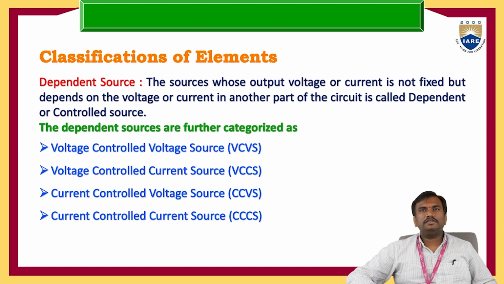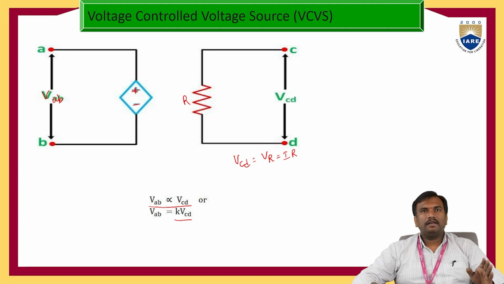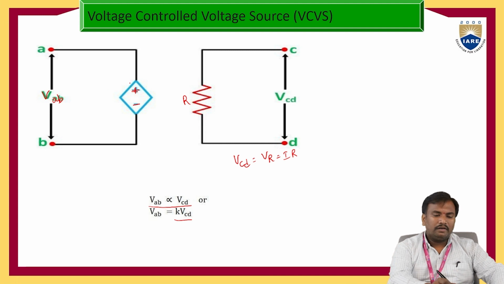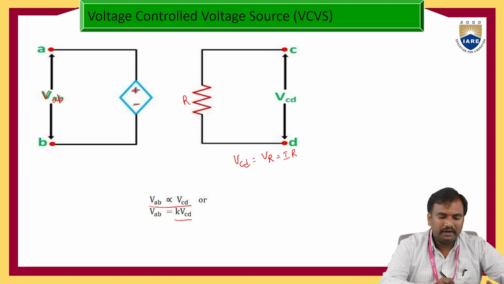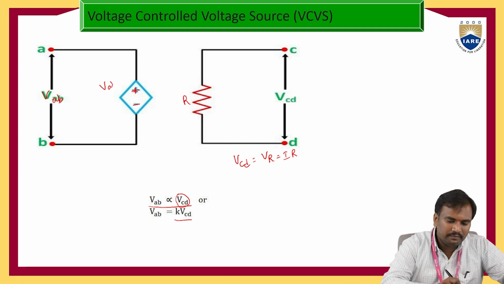These dependent sources are further categorized as voltage controlled voltage source, voltage controlled current source, current controlled voltage source, and current controlled current source. First, the voltage controlled voltage source. Here, the voltage of the dependent source depends on VCD. That is nothing but this is the VAB.